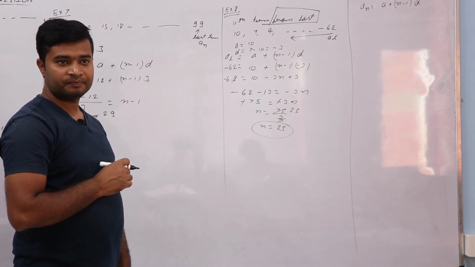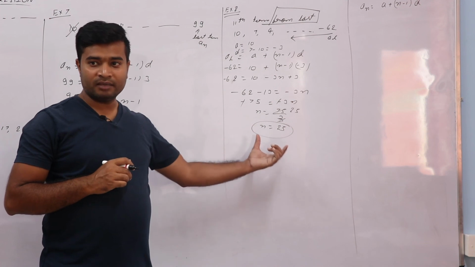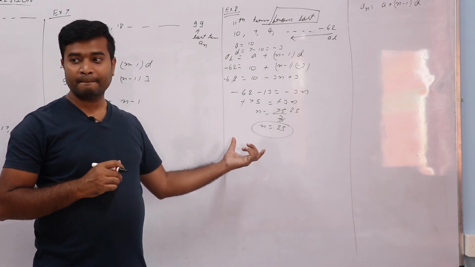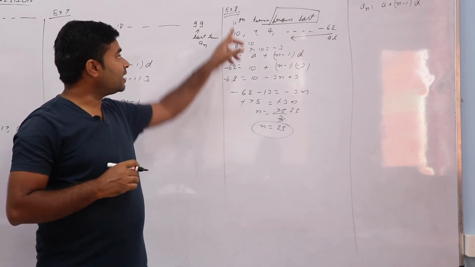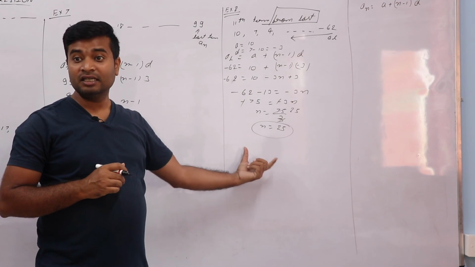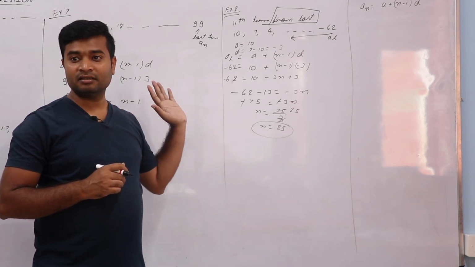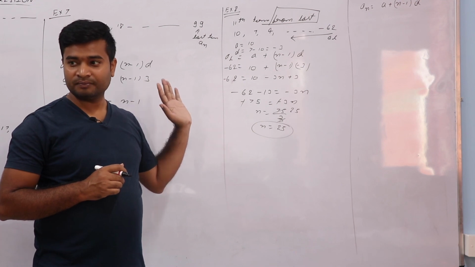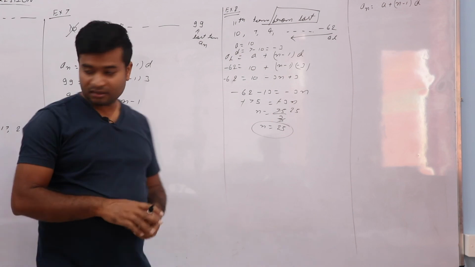Getting or not? So here you get n is equal to 25. But what was the question? You should find the 11th term. Here we have got just the total number of terms, but you have not got the 11th term as yet. Okay, so now what will we do? Wait, let me rub this first.